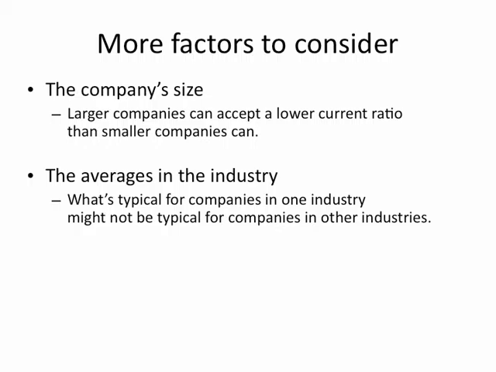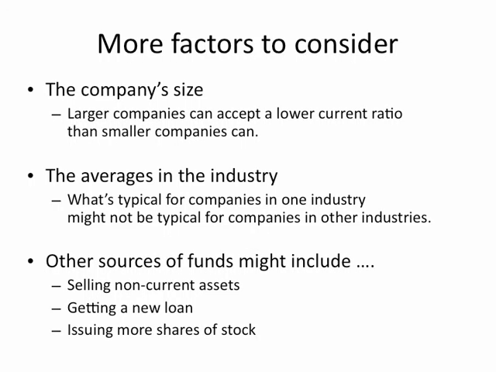Also, we should compare averages within the same industry. FedEx is a shipping company, Apple is a technology company. We should compare shipping companies to other shipping companies and technology companies to other technology companies. If a current ratio is below 1.0, does that mean a company is not going to pay its bills? No, it doesn't mean that. It just needs to supplement its current assets with some other sources.